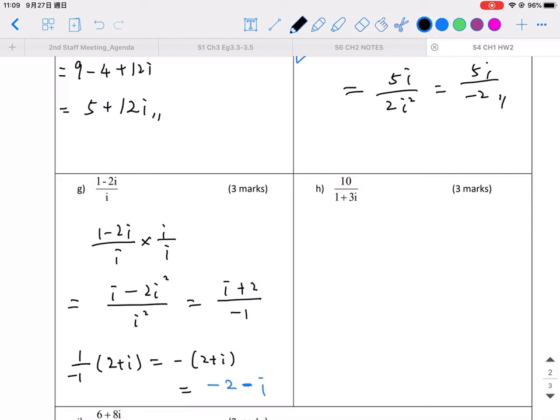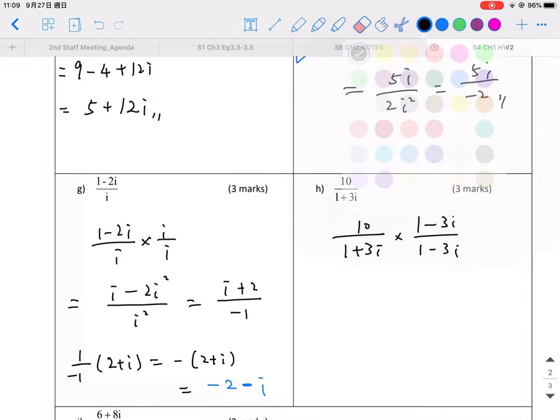For part H, just multiply by 1 minus 3i over 1 minus 3i. We call 1 minus 3i a conjugate. There are some extra wordings you can know: 1 minus 3i we call the conjugate. Sorry.